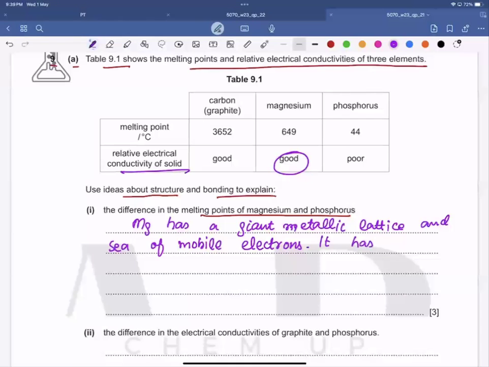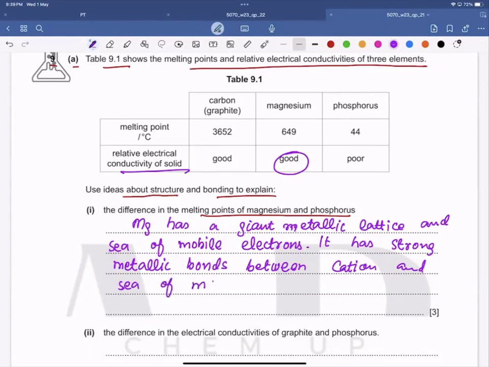And further I will write that it has strong metallic bonds, or instead of metallic bonds, you can write strong electrostatic forces of attraction between cations. Yes, but you have to mention the metallic bond later then, Hassan. Cations and a sea of mobile electrons.